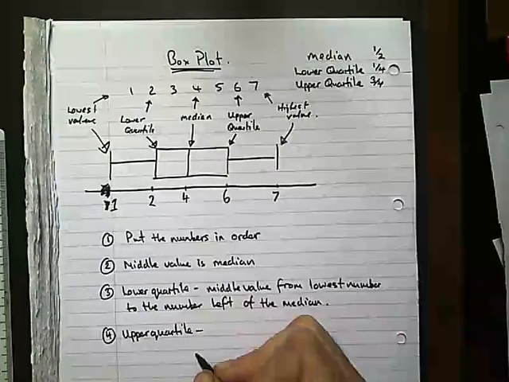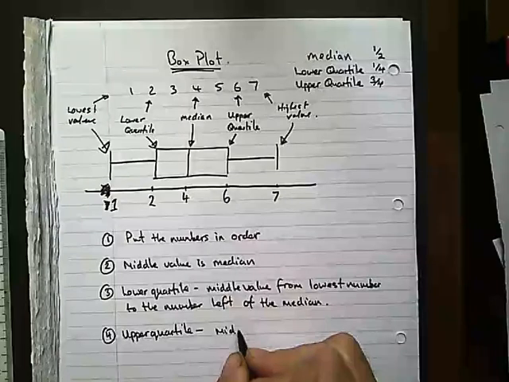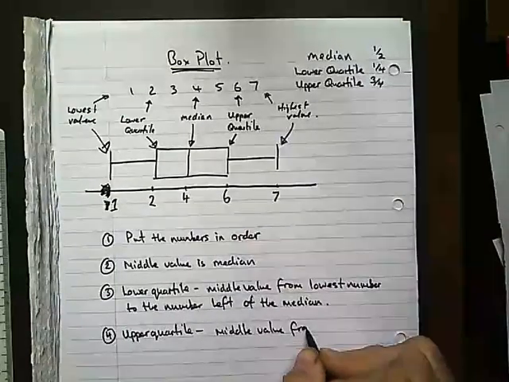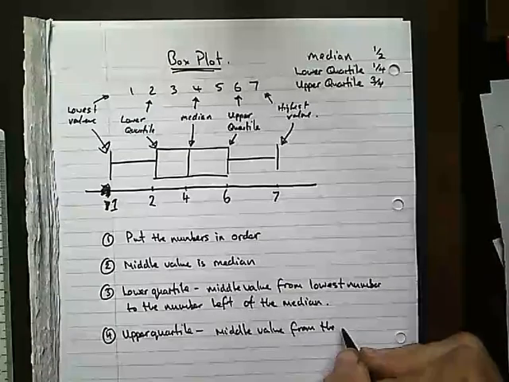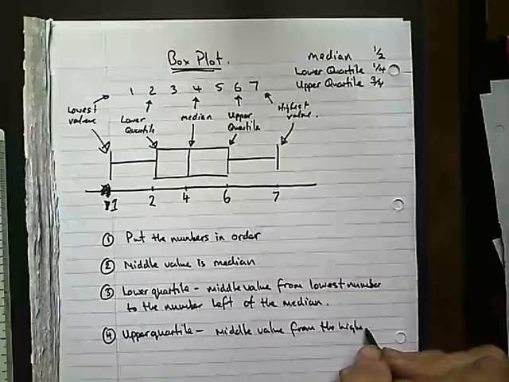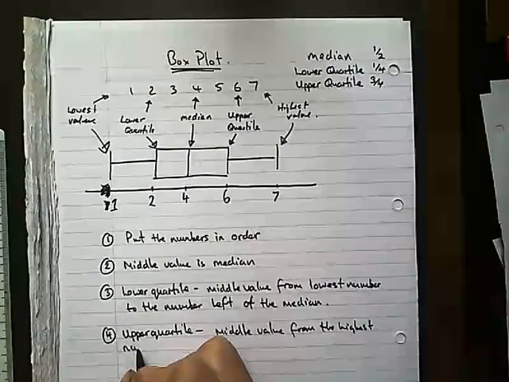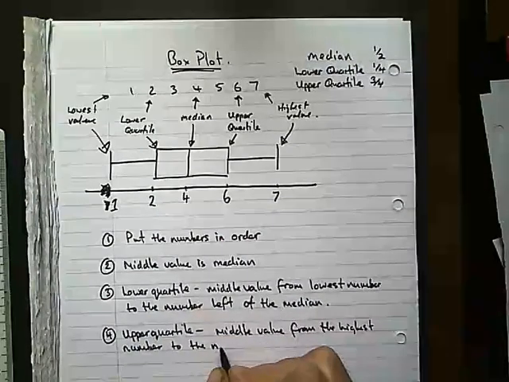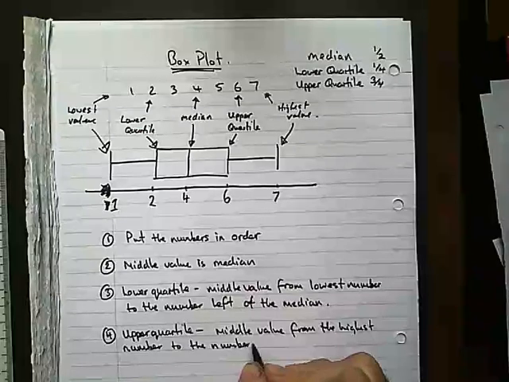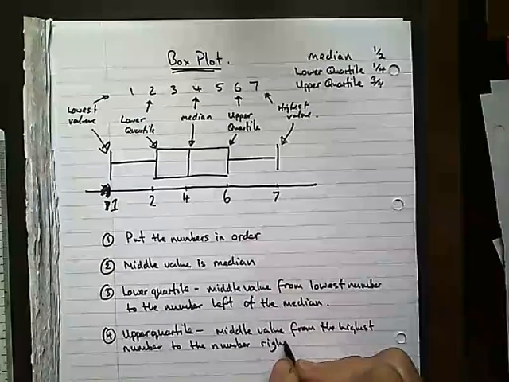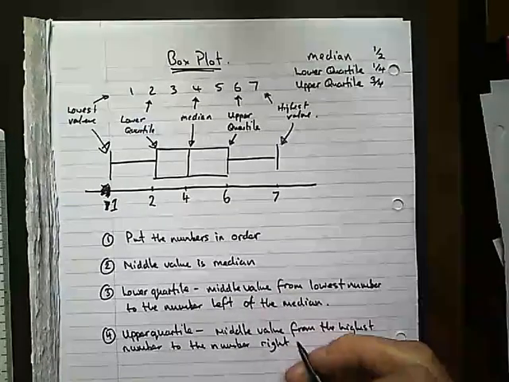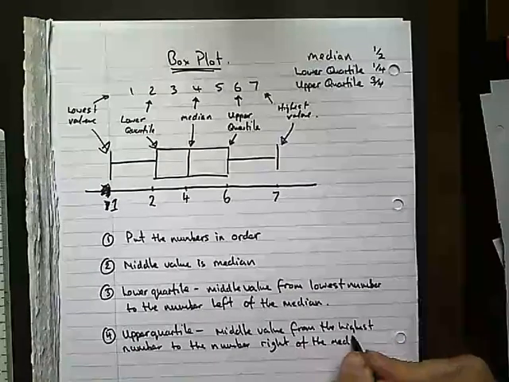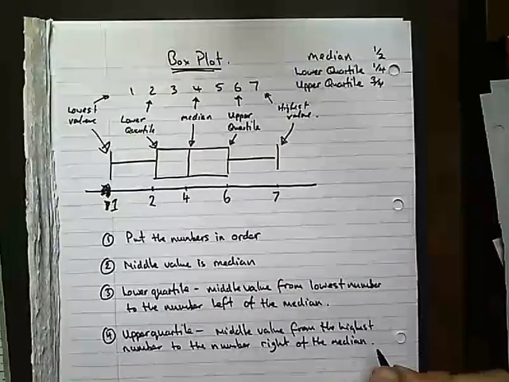You want the middle value from the highest number this time to the number right on the right hand side, because remember it goes in order, right of the median. That's if you're ordering them from smallest to biggest.